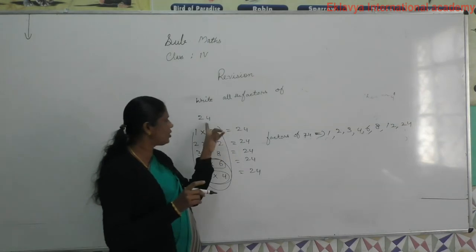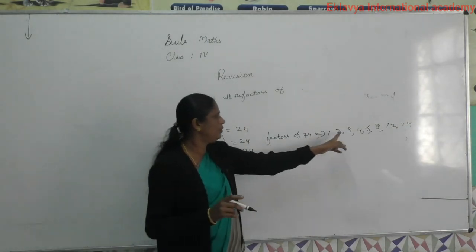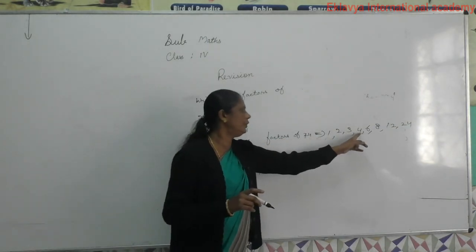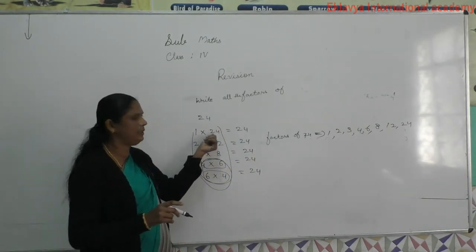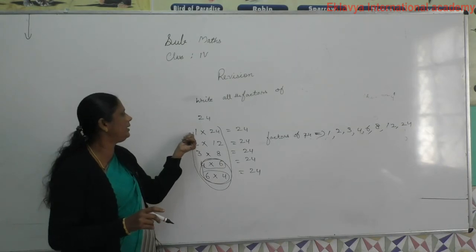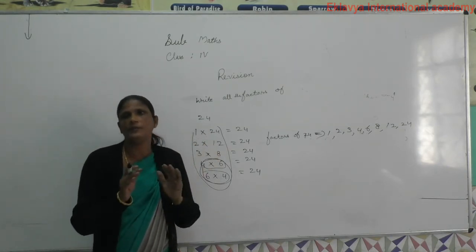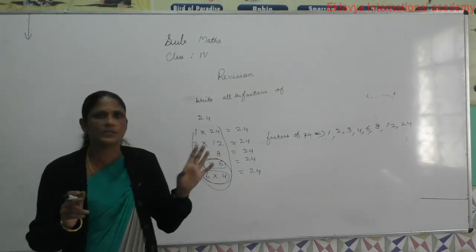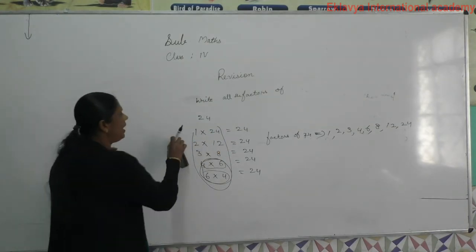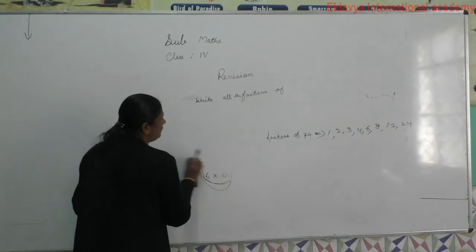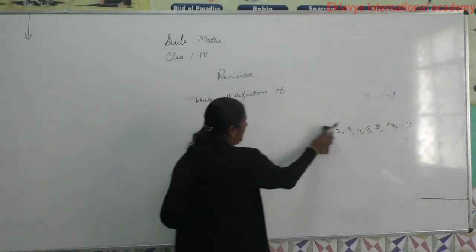What are the factors of 24? 1, 2, 3, 4, 6, 8, 12 and 24. 1 and the number itself are always factors. Understand? Now, write the first 4 multiples.